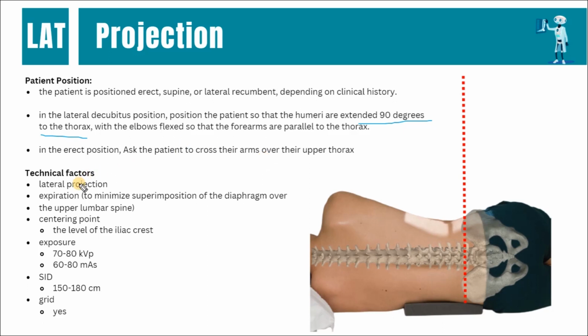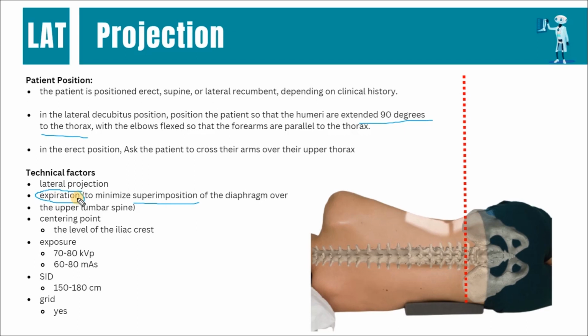Okay, in the lateral projection, to minimize the superimposition of the diaphragm and the lungs on the lumbar vertebrae, you need to instruct the patient of the breathing technique. You need to take the exposure at the end of expiration. So you need to instruct the patient to breathe out and to hold his or her breath. The center point again is at the level of the iliac crest.